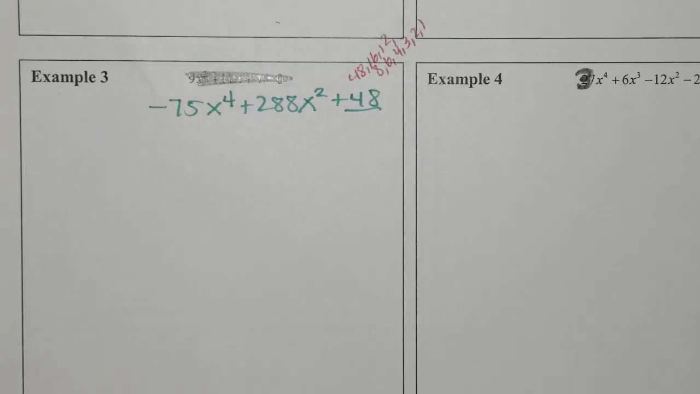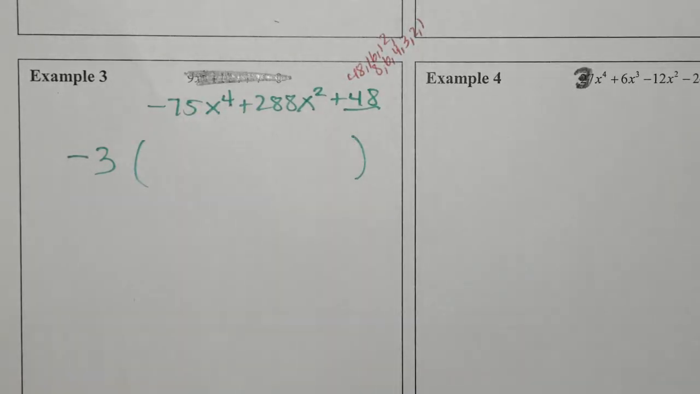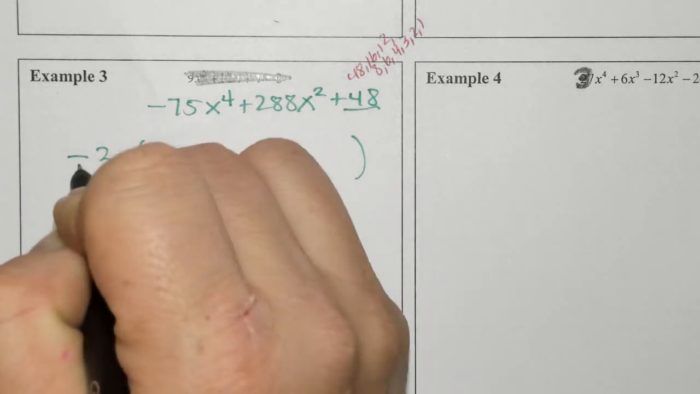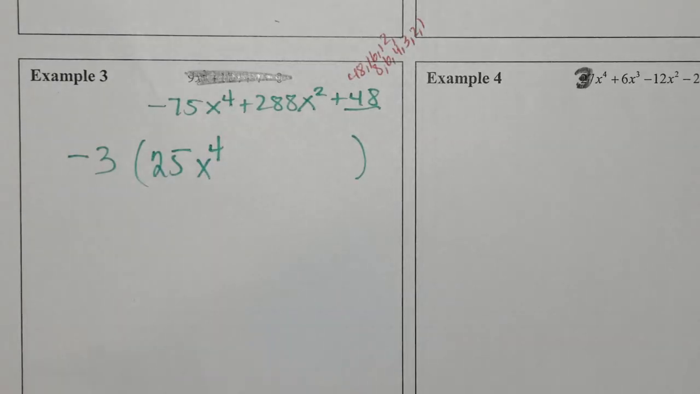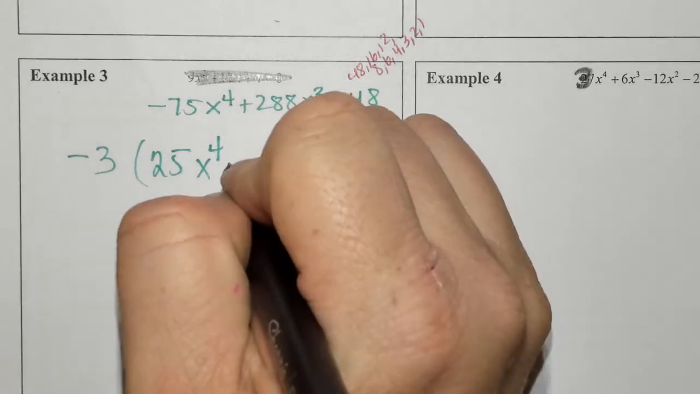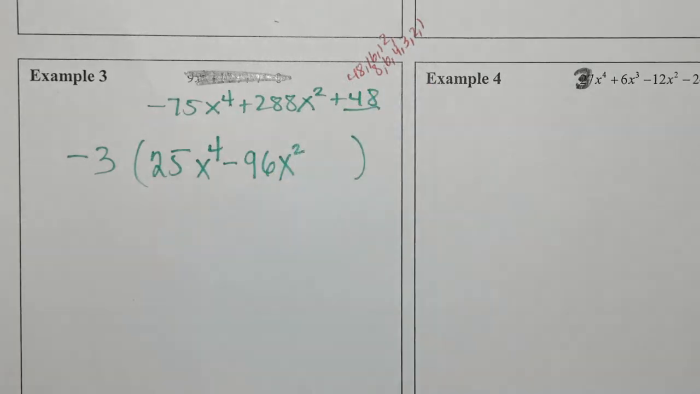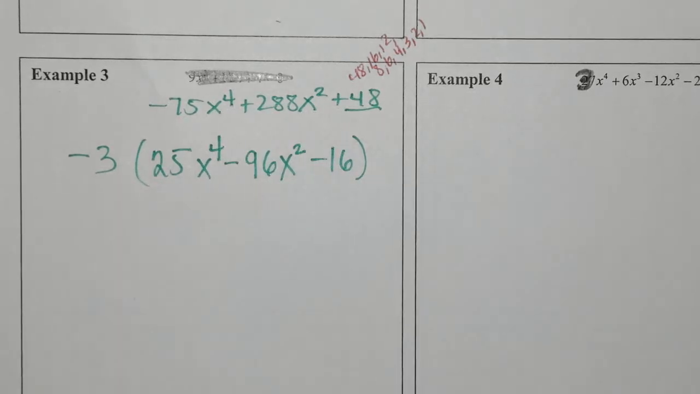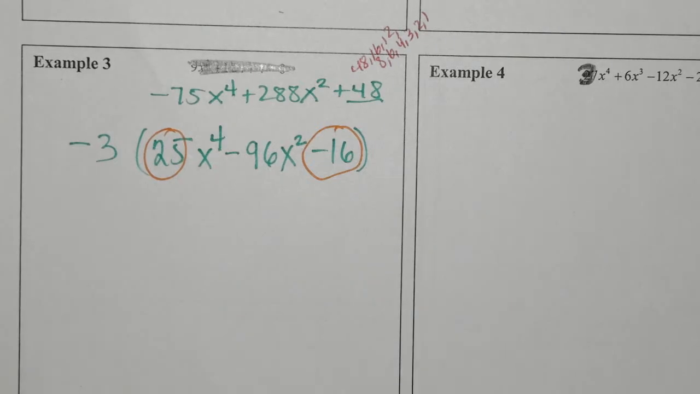Now before you put that 3 out front, it's so much easier if you are able to remove this negative sign. So let's factor out a negative 3. 3 times 25 is negative 75. Attach the x to the 4th. Negative 3 times a negative 96 is a positive 288. Attach the x squared. Negative 3 times negative 16 is a positive 48. Circle the 25 and the negative 16.